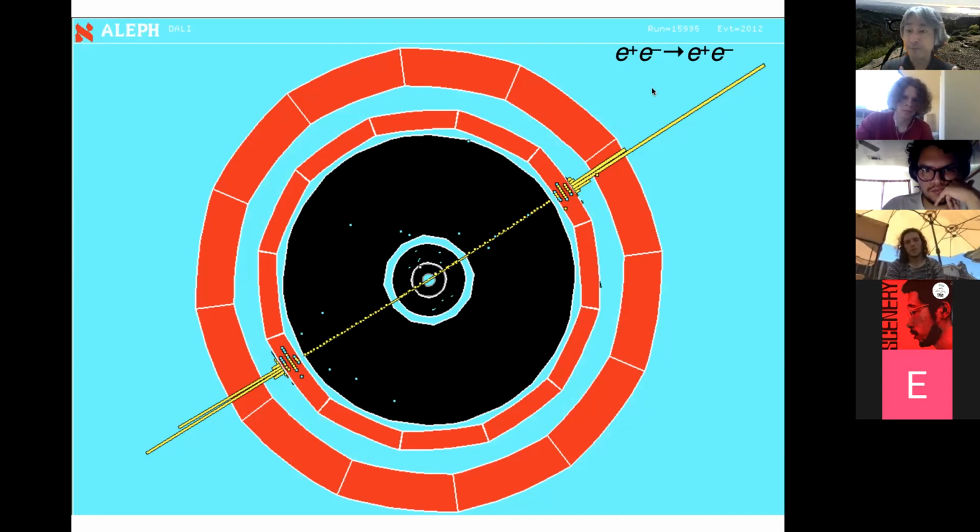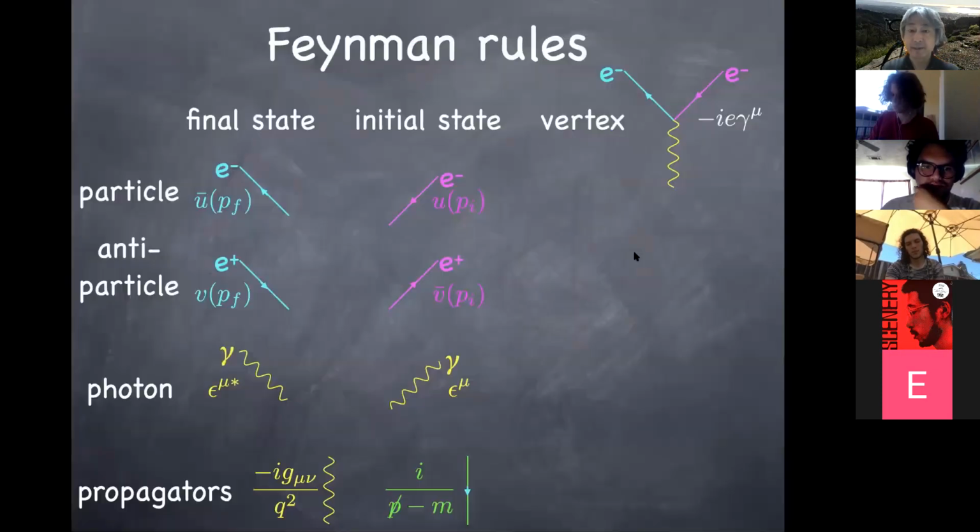And again, you can compute it, compare to the experimental data, and make predictions, not only of the rate, but also the angular distribution of the electron, for example, and they all agree. And that's a virtue of having a predictive theory of quantum electrodynamics. Okay, any questions about that? Good.